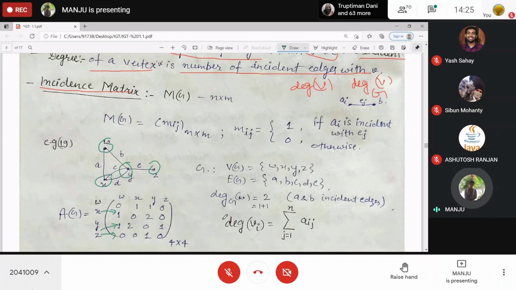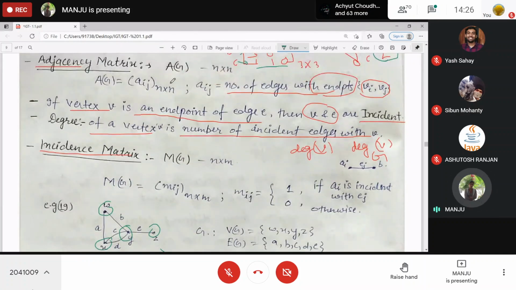So, in general, you can say in the adjacency matrix, the degree of the ith vertex is the sum of all the entries in the ith row. So A_ij, j running from 1 to n, means you run over the columns. You take the sum of all the entries in that row. That is giving you the degree of Vi. Understood? Okay. Now come to the incidence matrix.